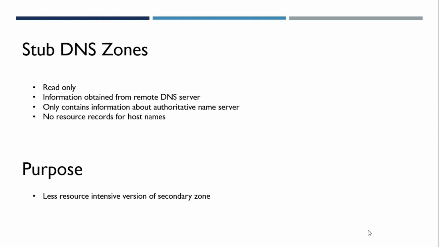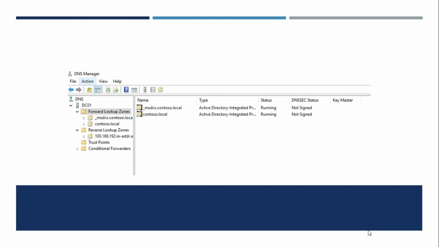So, inside of a stub zone, you will not see any resource records for computer names, but instead records for other DNS servers. The purpose of this zone is to allow computers in one network to obtain information from a DNS server located in another network. So, this DNS server doesn't need to replicate all the data from the other DNS server. We can take a stub zone as a less resource intensive version of a secondary zone.